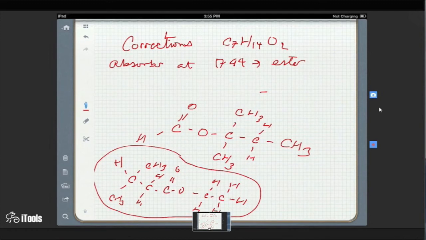Oh, yeah. Now that's C. Now you have two H's there, and it's a triplet, so it should be next to two more H's. So what if you take this methyl, take this CH2 group and put it right here? So then you have two, yeah.